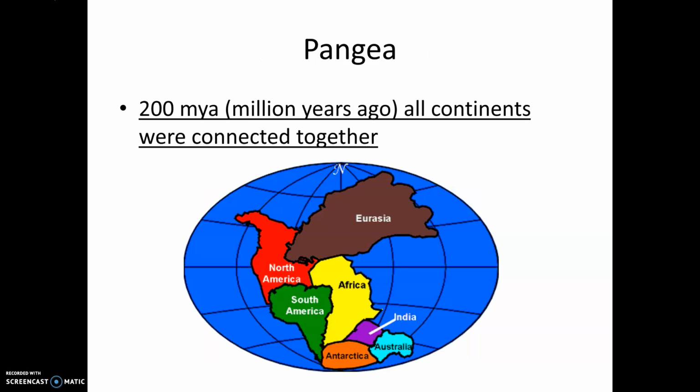And the reason for this is those tectonic plates. So about 200 million years ago, all of our continents were connected. If we take a look at all of these different continents that we know, Eurasia is the combination of Europe and Asia. We can see North America here, South America, Africa, Antarctica, India, and Australia, all in places where you wouldn't expect to see all of these continents. And this is called Pangea, that supercontinent.